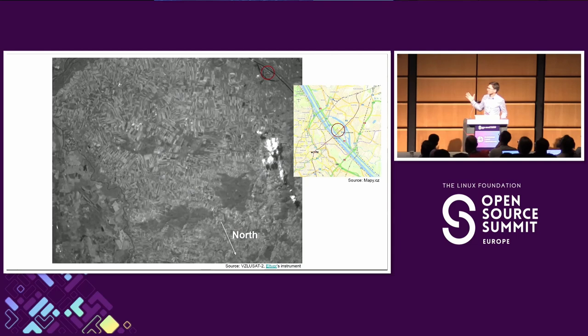Obviously, our satellite likes the places where the conferences are, because last year we had Prague. Now we have Vienna, so Linux Foundation, great job. Not just because of this photo, of course, but because of the famous Wiener Schnitzel mit Kartoffelsalat. I'm looking forward to it.